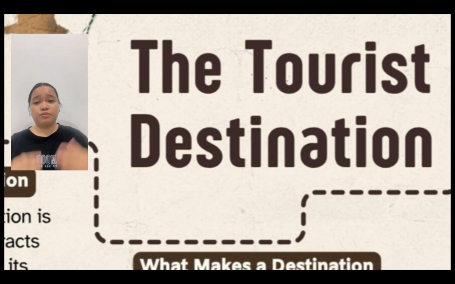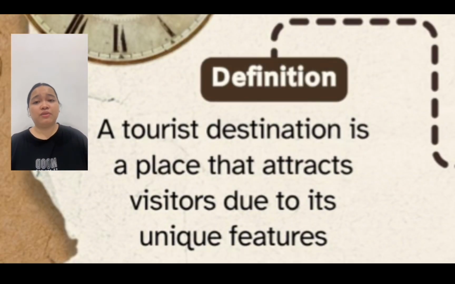Next, I'm going to explain about tourist destinations. A tourist destination is a specific place that attracts visitors because of its unique attractions, facilities, and experiences. It can be a city, region, or country where tourists travel to spend their leisure time, exploring new cultures and enjoying recreational activities. Destinations usually offer a combination of natural and man-made features that make them appealing to travelers.